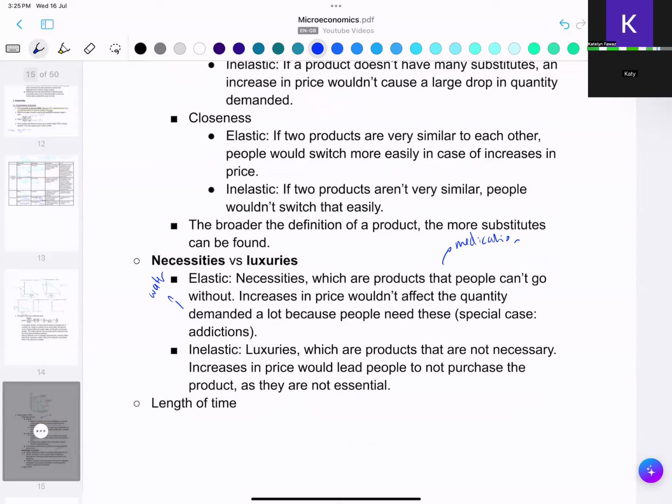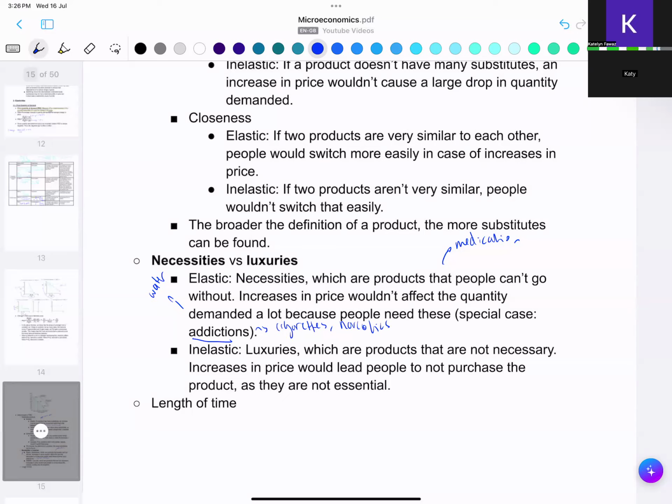In special cases, you have addiction. This has to do with cigarettes, for example. This has to do with narcotics. If illegal, that's also a different case, but they're also inelastic, even if illegal. Luxuries are products that are not necessary, so an increase in price would lead people not to purchase the product as they are not essential.